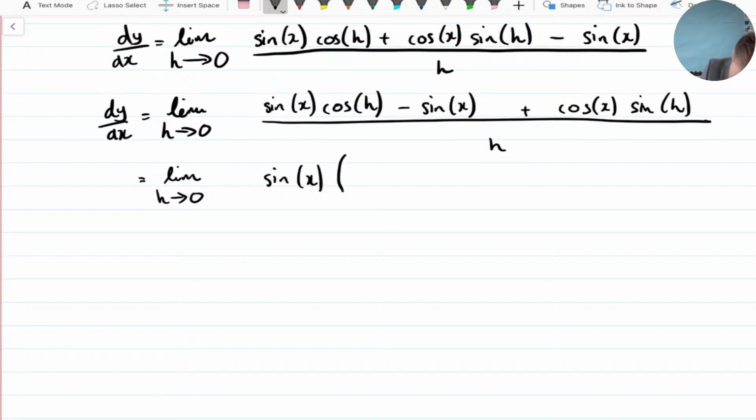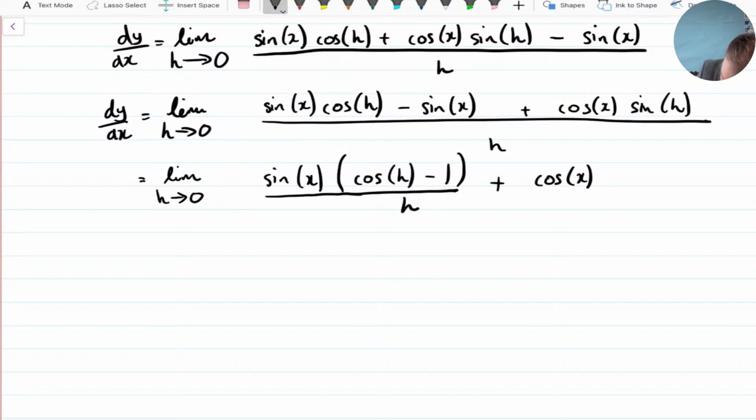times by cos of h minus 1 all over h, plus. Now I'm going to split these two up because I'm going to deal with both of these separately, okay? Cos of x sine of h all over h there. Okay, super.